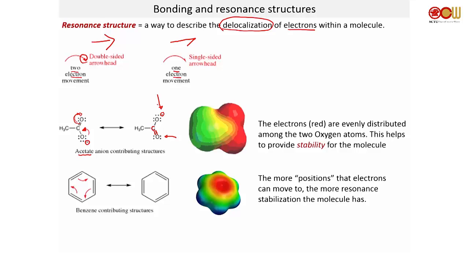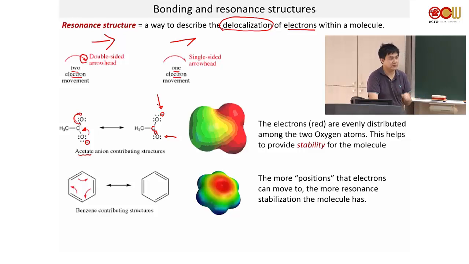Now, resonance is a very important concept because any molecule that has resonance structures becomes stable. Having resonance means stability. Why is that? Because it essentially allows the electrons on your atoms to be shared across the molecule.